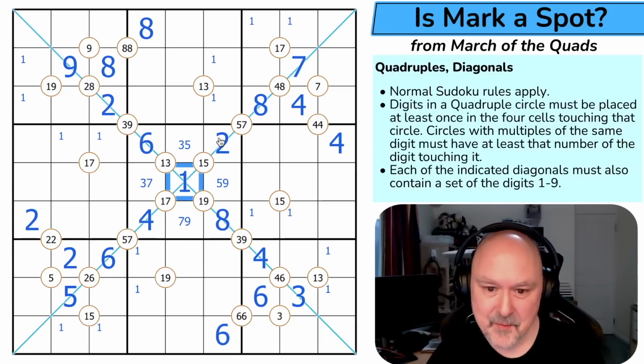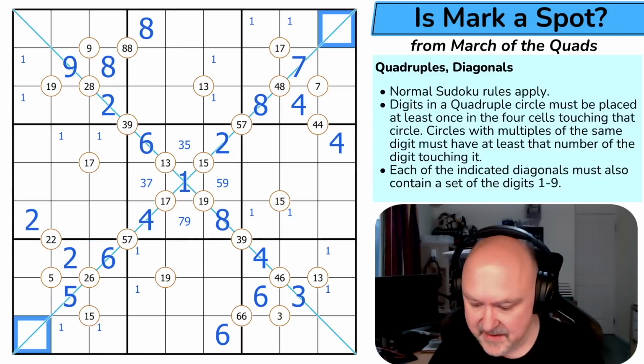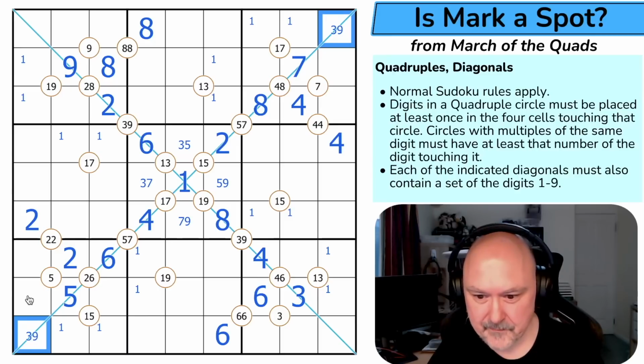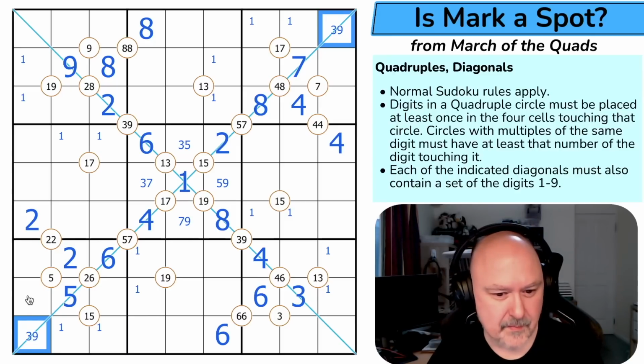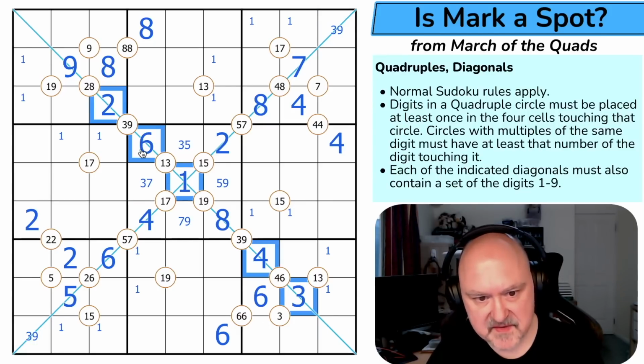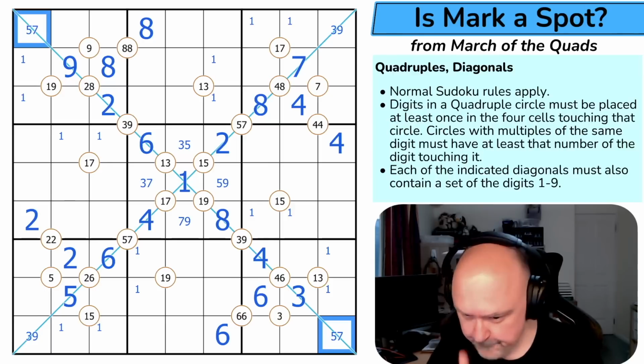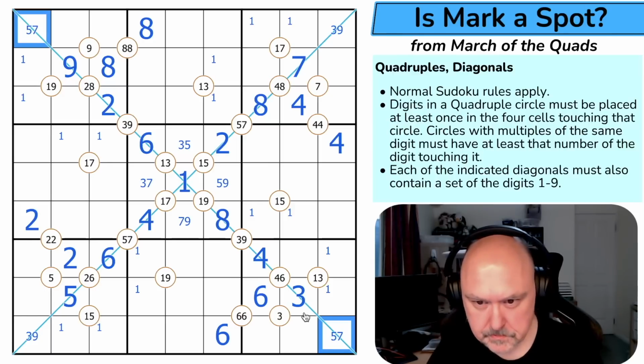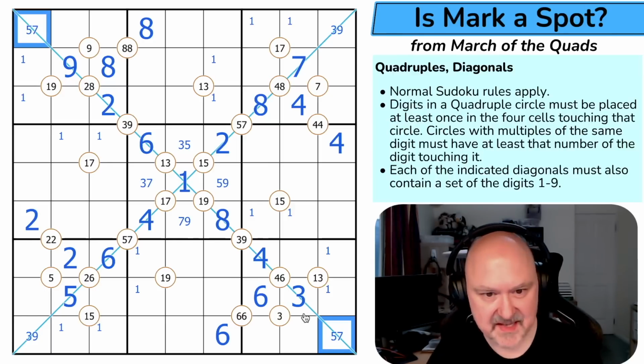That's fun. 1, 2, 3, 4, 5, 6, 7. These are 3 and 9. Not seeing that one yet. But these are known as well. 1, 2, 3, 4, 5. These are 5 and 7. Not seeing that one yet either.